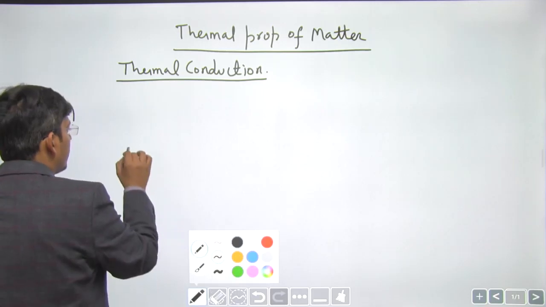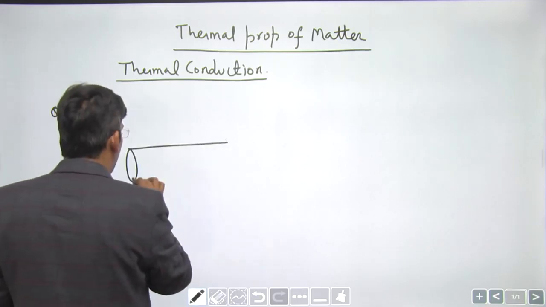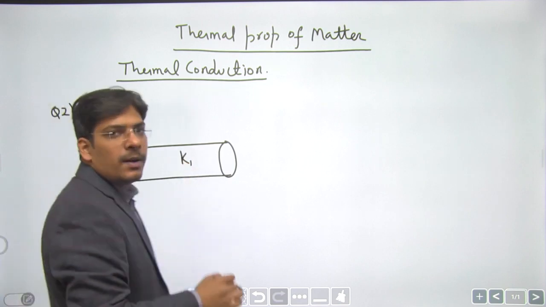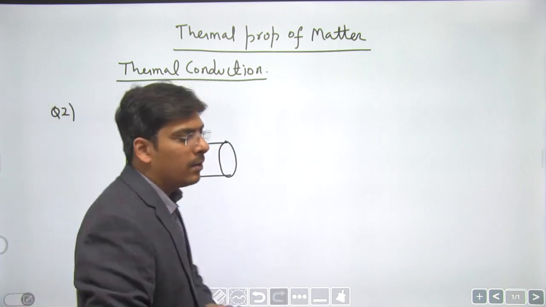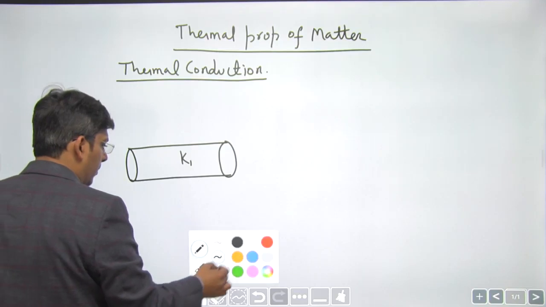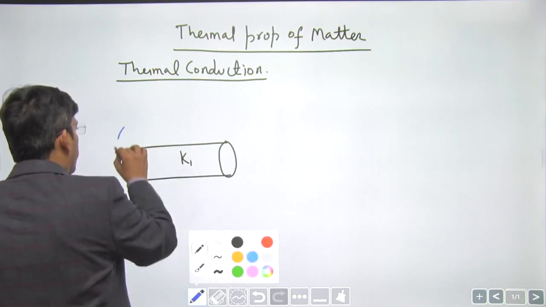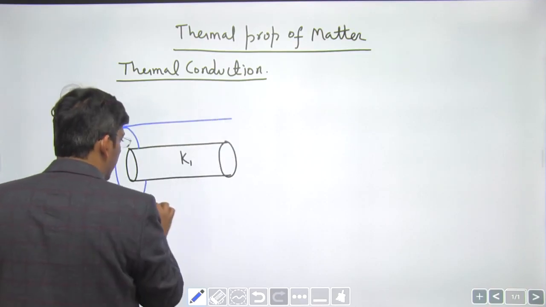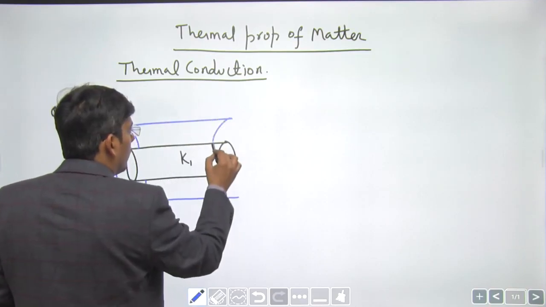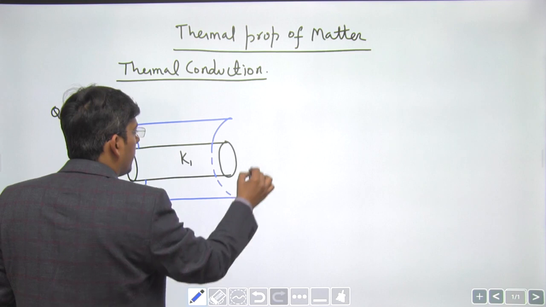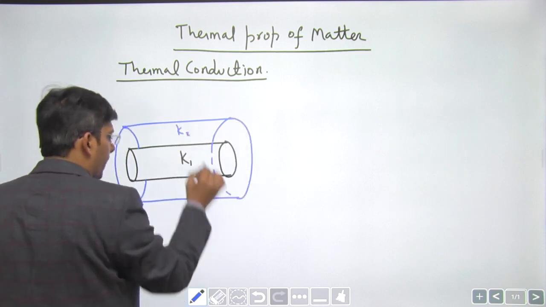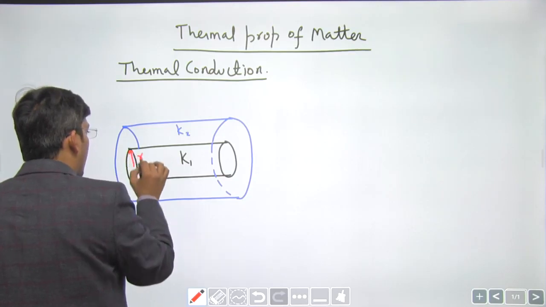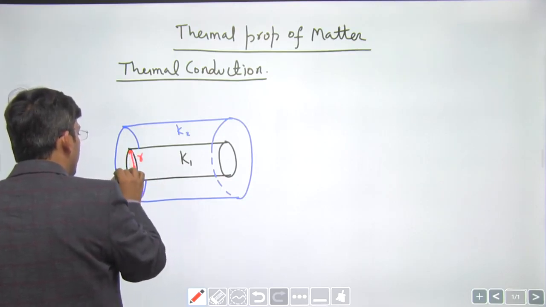Let us do one more question on effective value of K. Suppose this thermal conductivity is K1, dear students, and this material is being coated by another material of say thermal conductivity K2. The radius of the smaller cylinder being R, radius of the bigger cylinder being 2R.